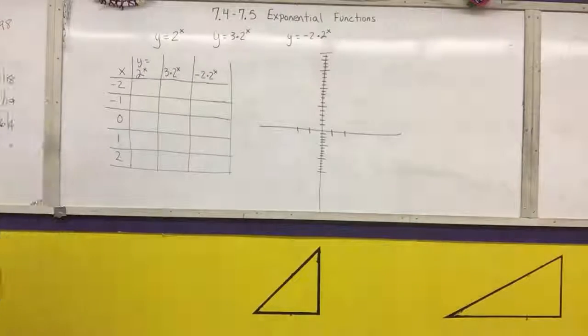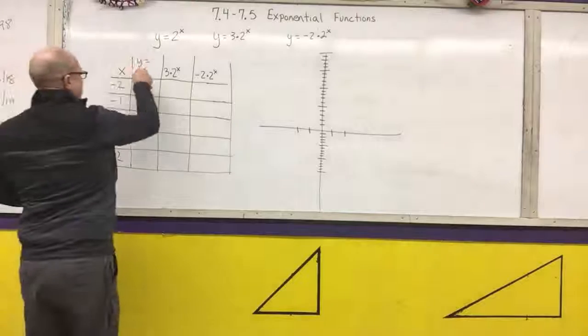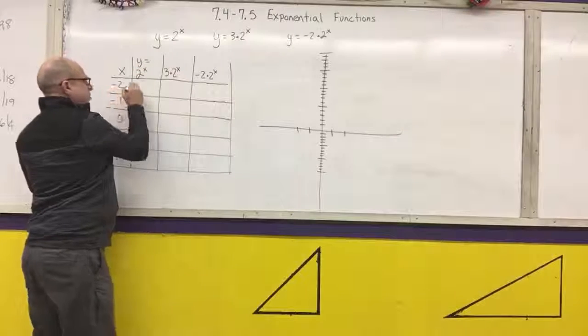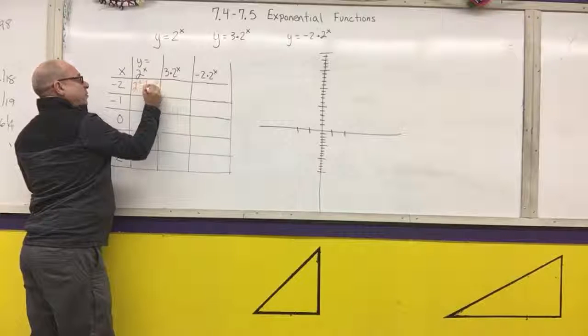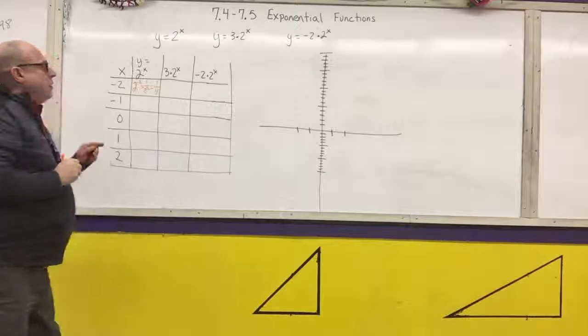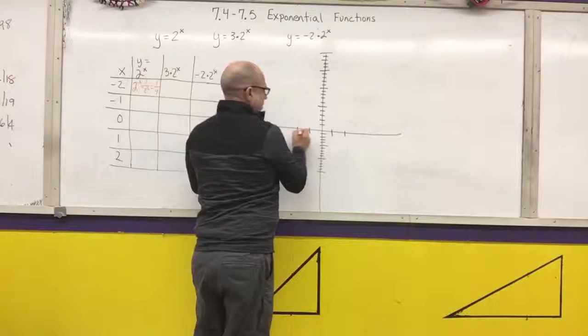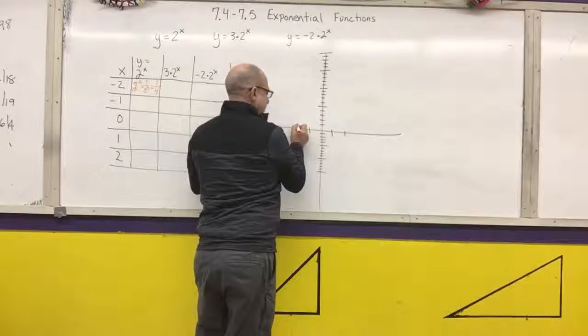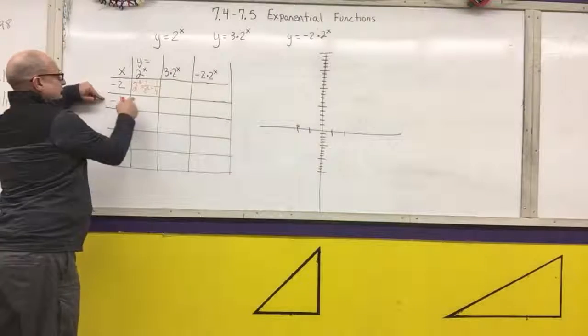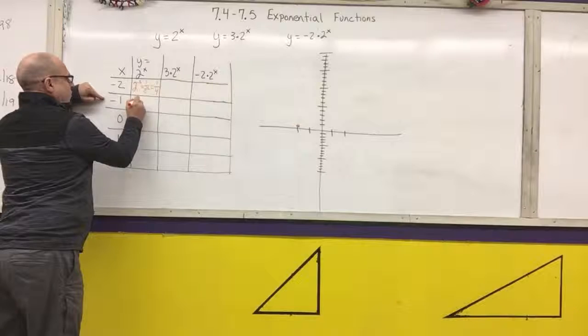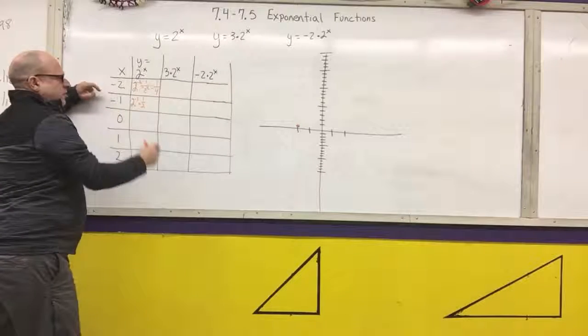So first, for y equals 2 to the x, I want to do 2 to the negative 2, which is 1 over 2 squared, which is 1/4. So when I put a negative 2 in, I get 1/4. If I put a negative 1 in, 2 to the negative 1 is equal to 1 over 2 to the first, which is just 1/2.